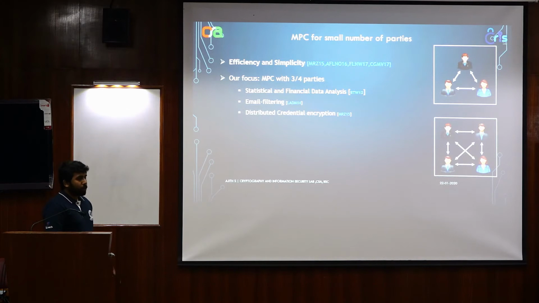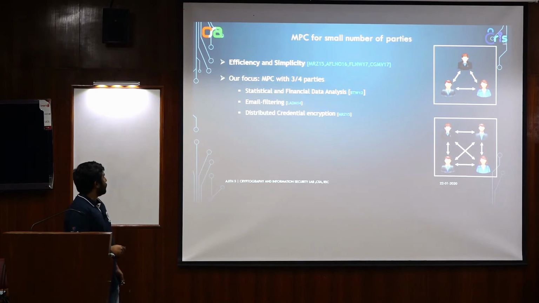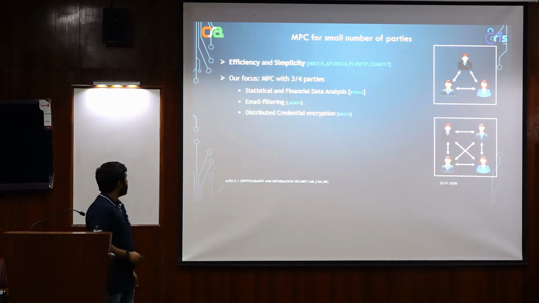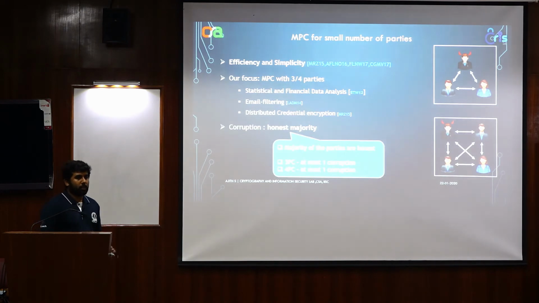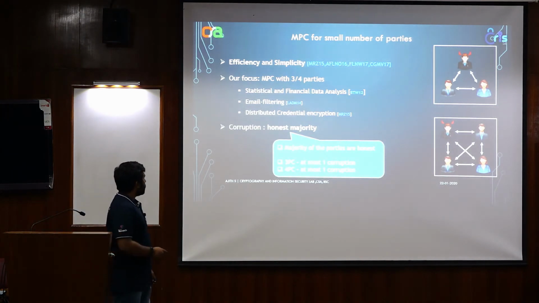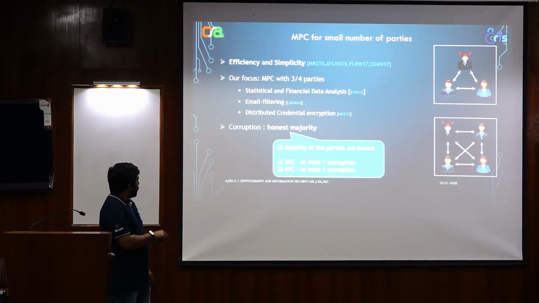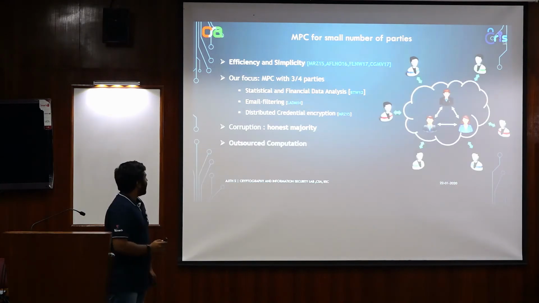So in our work, we consider this MPC for small number of parties. It's mainly celebrated due to its efficiency and simplicity. And to be specific, in our line of works, we consider MPC with 3 or 4 parties. And the corruption scenario that we are considering is honest majority. That means for the case of 3 parties, at most 1 can be corrupted. Similarly, for the 4PC setting also, at most 1 party can be corrupted.